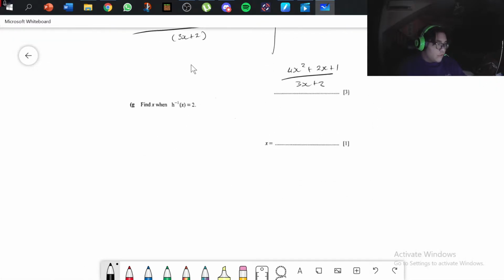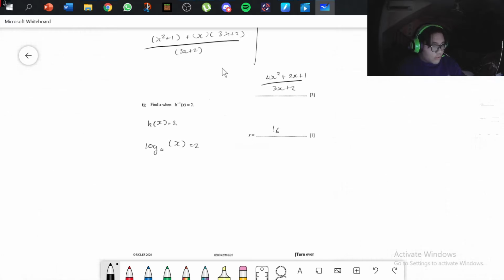Find h inverse of x, where h(x) is equal to 2. This one can just use log. So log base 4 of f(x) equal to 2. Put it into the calculator, and then you get 16.